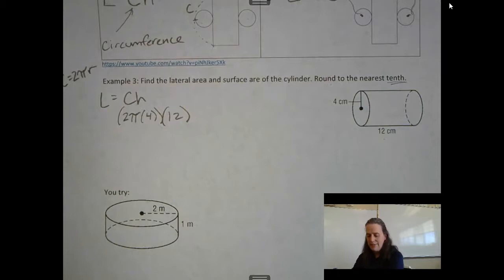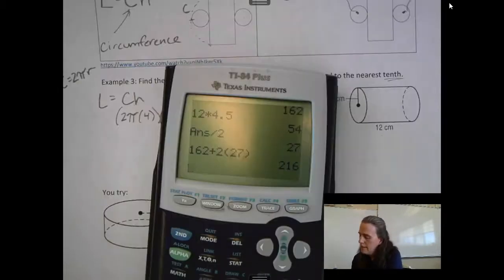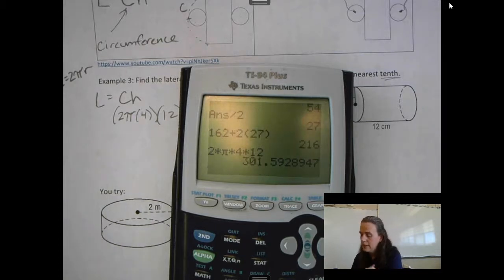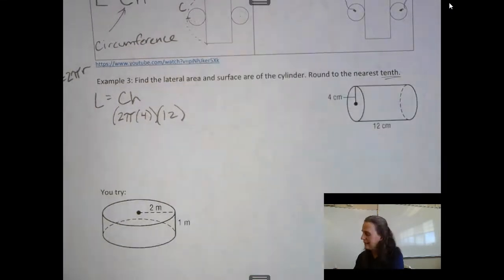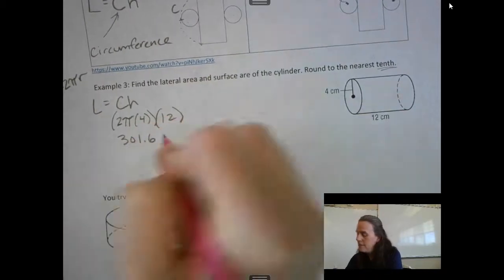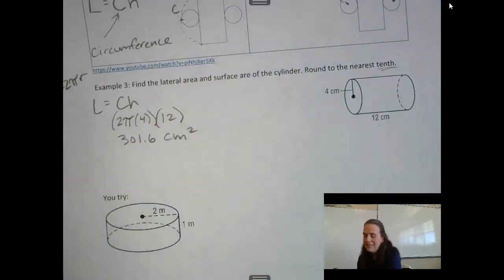Okay, let's throw this in our calculator then. 2 times pi times 4 times 12. It's all multiplied, so you can do it that way. You can write the numbers out. You can use parentheses. Go ahead and try it though. Make sure that you can get 301.6, since we're rounding, as your lateral area, centimeters squared, for that cylinder.